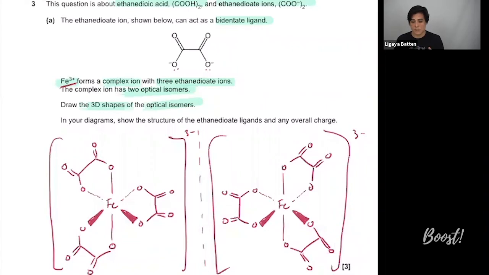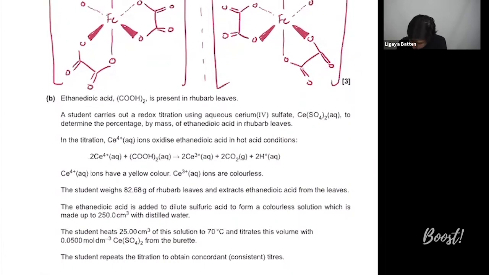The bonds must go from the O ligand atoms on each structure, and you do need to show the full structure of the ethane dioate ion that you've been given. Okay, then to go on, ethane dioic acid is present in rhubarb leaves.